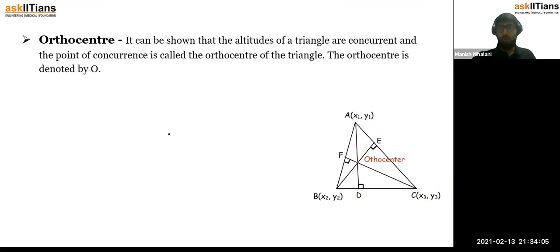Now the next important point is the orthocenter. What is the orthocenter? The orthocenter is the point of intersection of the altitudes of the triangle, that is the perpendiculars of the triangle, and they are concurrent. The point of concurrence is called the orthocenter. It is denoted by O. Right, let's move to the next point.